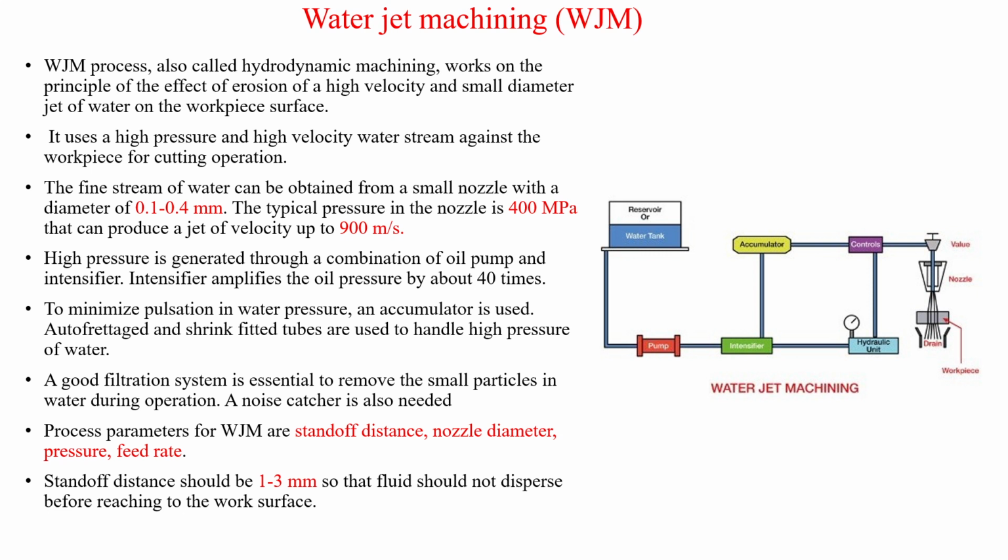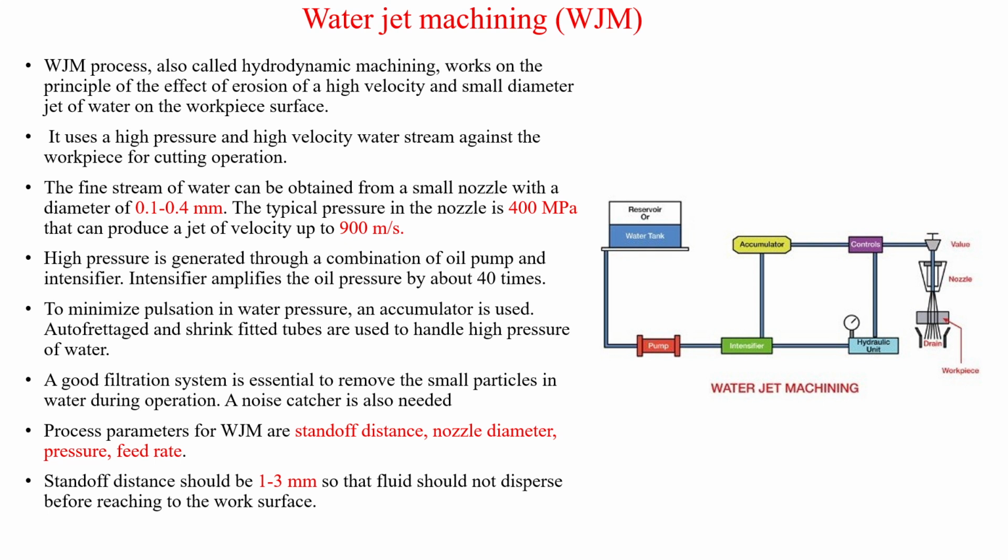The WJM process, also called hydrodynamic machining, works on the principle of erosion by a high velocity, smaller diameter jet of water on the workpiece. There are no abrasives, there is only water which removes the material. It uses a high pressure and high velocity water stream against the workpiece for the cutting operation, because you need a high pressure and high velocity in order to make a material removal.